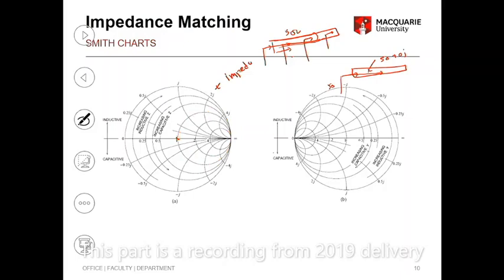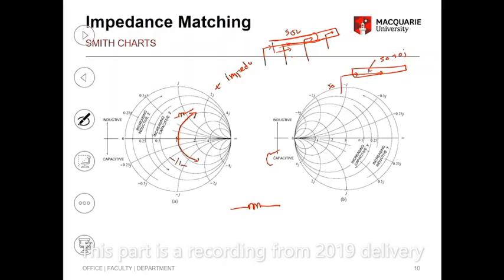Now, in a constant resistance circle, if you go that way, you're increasing inductance. That's because of 0.25j, 0.5j, j, 2j, 4j. So increasing inductance means it's positive inductance. It's an inductor in series to your circuit. So if you go that way, it's a series inductor. If you go that way, it's a series capacitor.